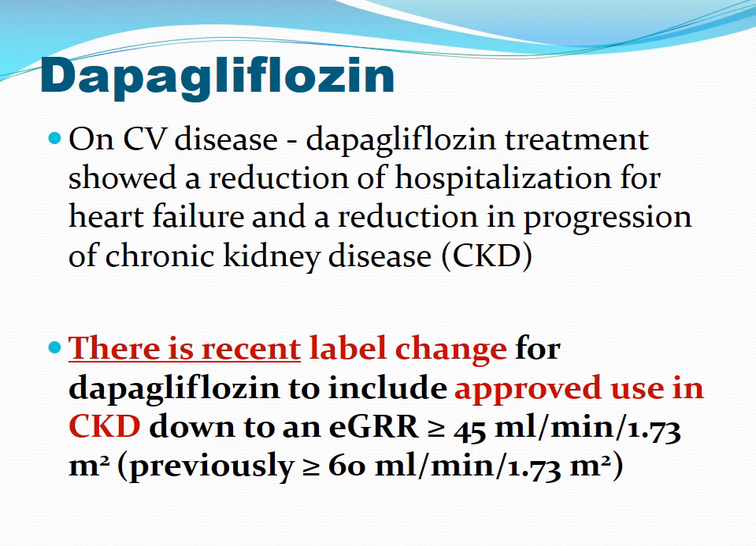On cardiovascular disease, this drug treatment showed a reduction of hospitalization for heart failure and reduction in the progression of chronic kidney disease. There is a recent label change for dapagliflozin, to include approval for use in chronic kidney disease down to a glomerular filtration rate of 45 mL per minute. Previously it was more than 60 mL per minute.